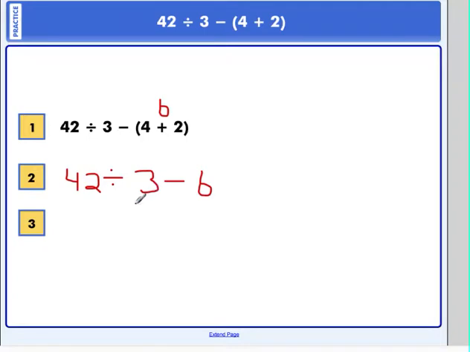Okay, so what is 42 divided by 3? Figure that out. Did you get 14? Okay, so if this part is 14, now we need to do 14 minus 6. And the solution to that is 8. And that's how we would solve that problem.